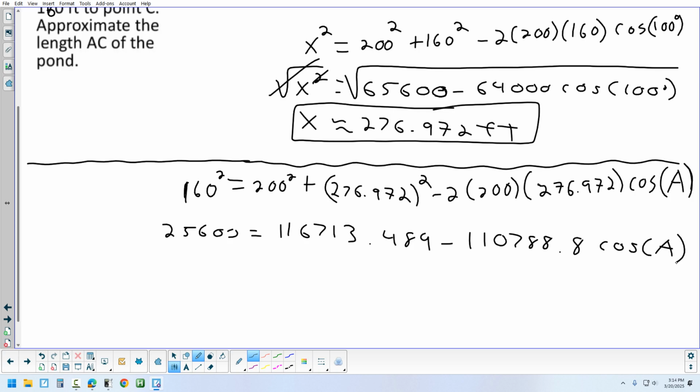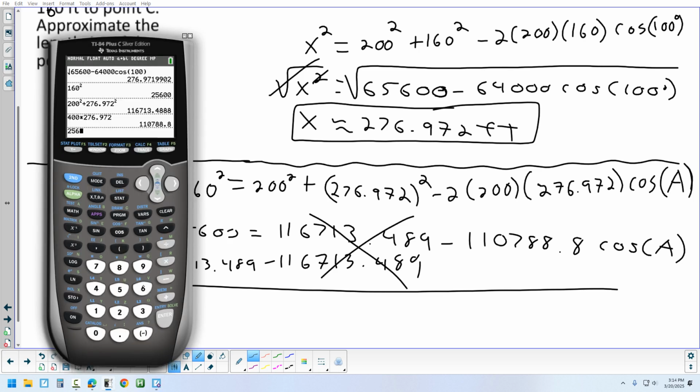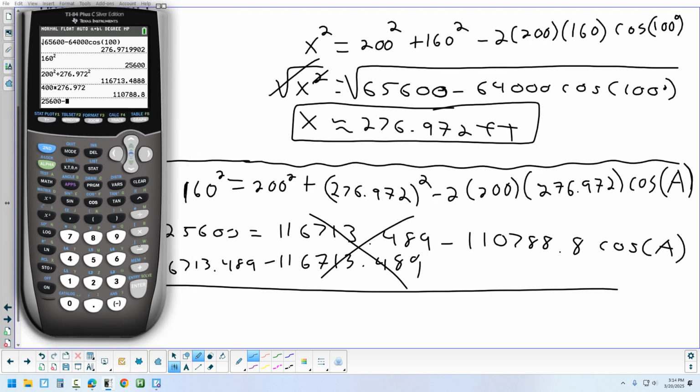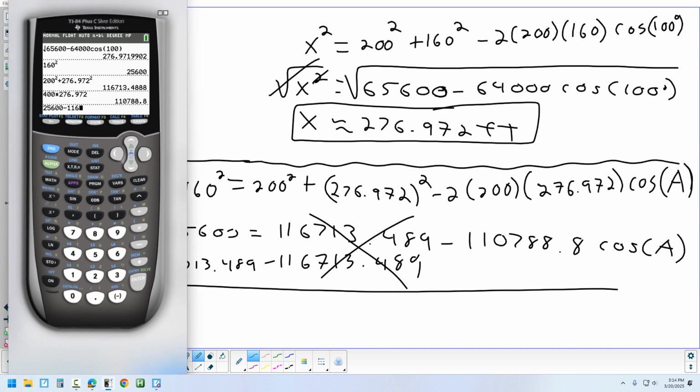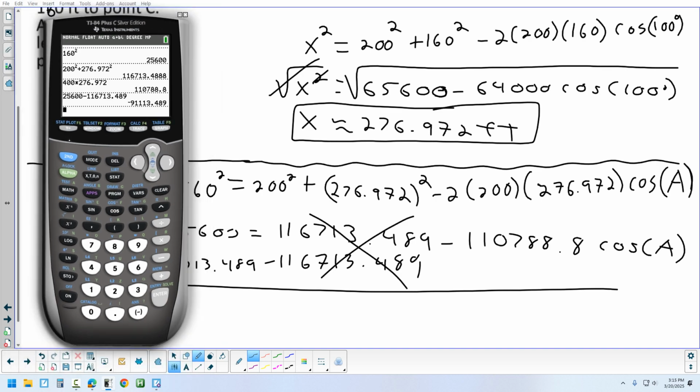What would be my next step to solve for A? Yep, subtract 116,713.489 from both sides. Okay, so let's see what we get when we do that. 25,600 minus 116,713.489 gives me negative 91,113.489.